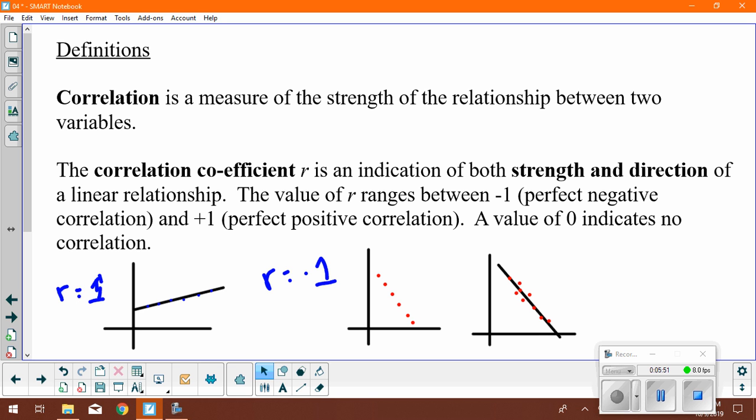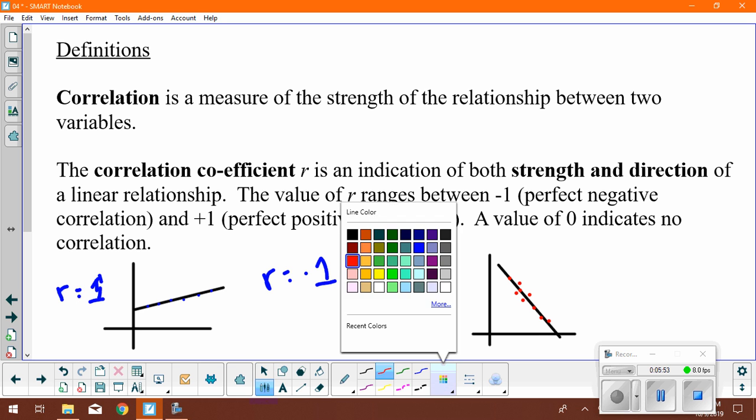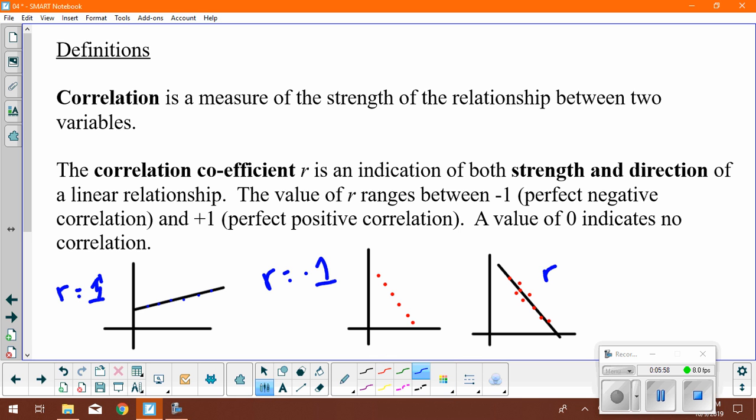Okay, so we might say that that has a correlation coefficient of R equals, it's negative because it's down, maybe 0.9. The more spread out they get, so let's say if I add a few more dots here, it's still going down, but it's starting to spread out more, right? Maybe that would be negative 0.5. So the more spread out it gets, the smaller the value gets.